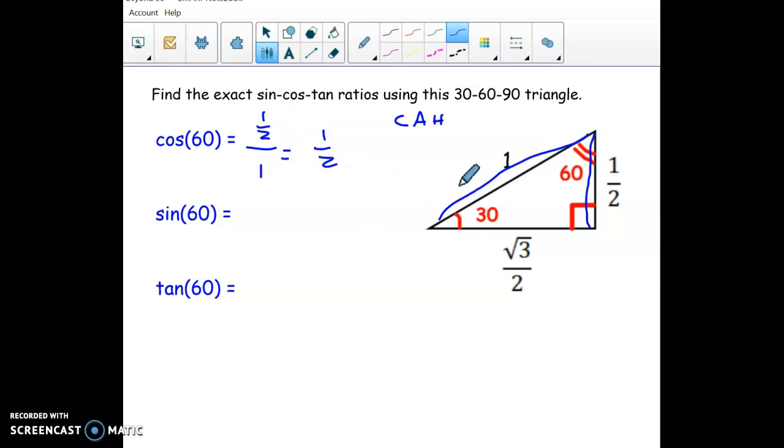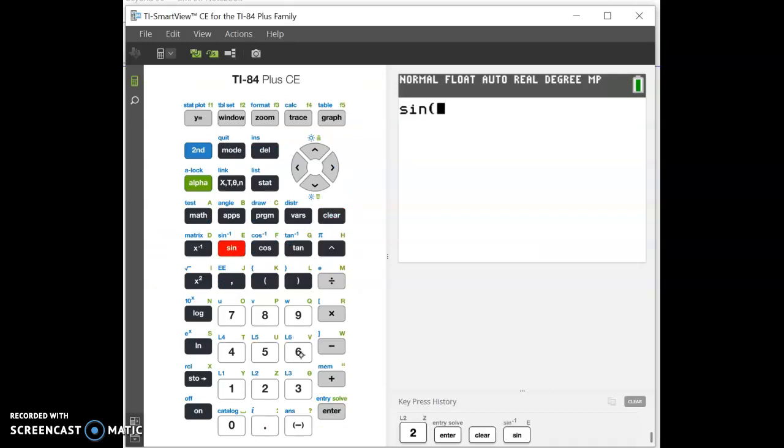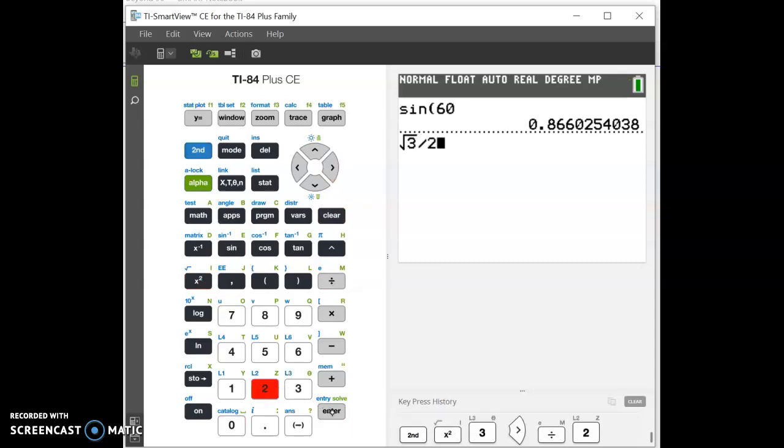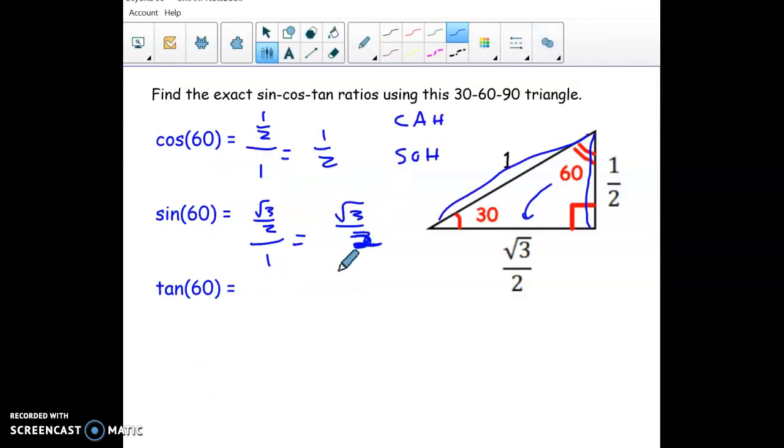Similarly, for sine of 60, sine is again opposite over hypotenuse. So the opposite from 60 is square root of 3 over 2, and we divide by the hypotenuse of 1, and that just gives us root 3 over 2. Okay, so sine of 60 is just square root of 3 over 2. And again, if you want to check them, you can just do sine 60 and then compare that to square root of 3 divided by 2, and we should get the same thing. Okay, so sine of 60 is square root of 3 over 2.